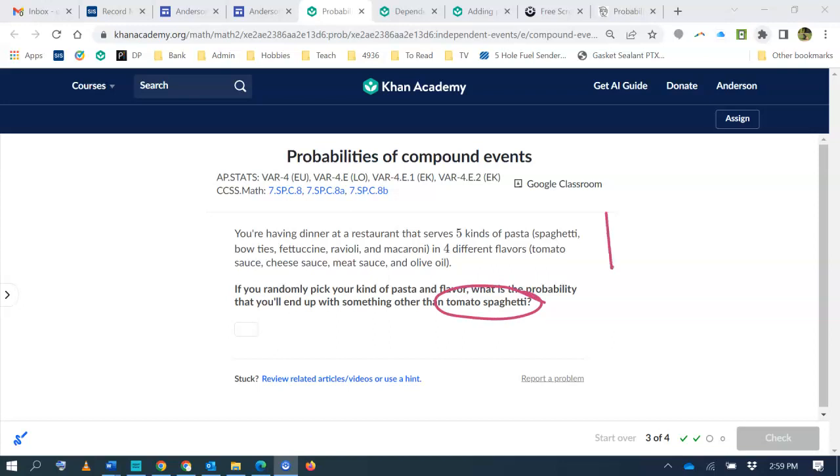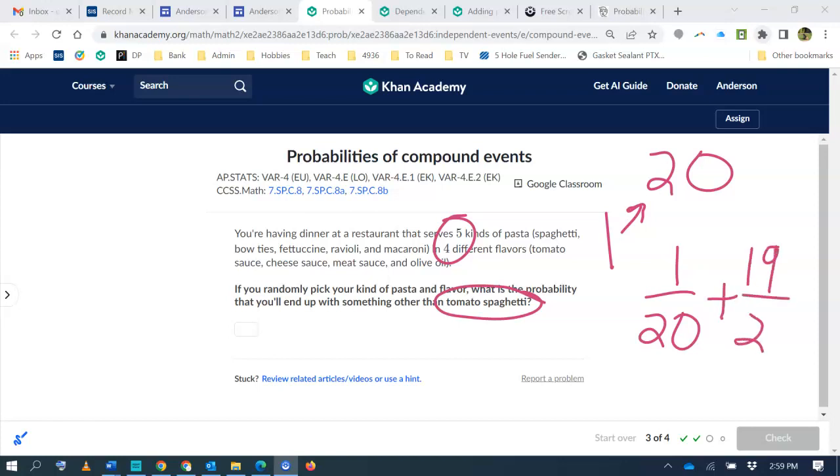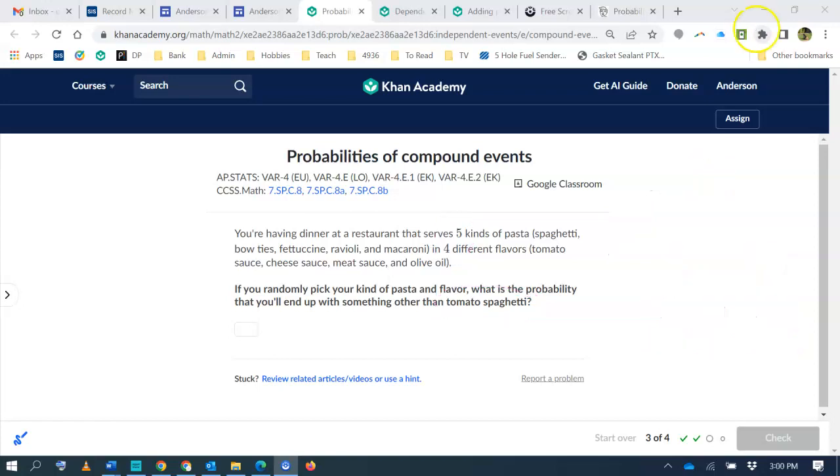Okay? So we have 5 different noodles, spaghetti being one of them, and 4 different flavors. So how many total different options do we have? Well, it's 5 times 4, which gives us 20 options. And one of them is tomato spaghetti. So we get 1 over 20. Well, how many options are left? There are 19 options. 1 plus 19 is equal to 20. So our answer here will be 19 over 20.